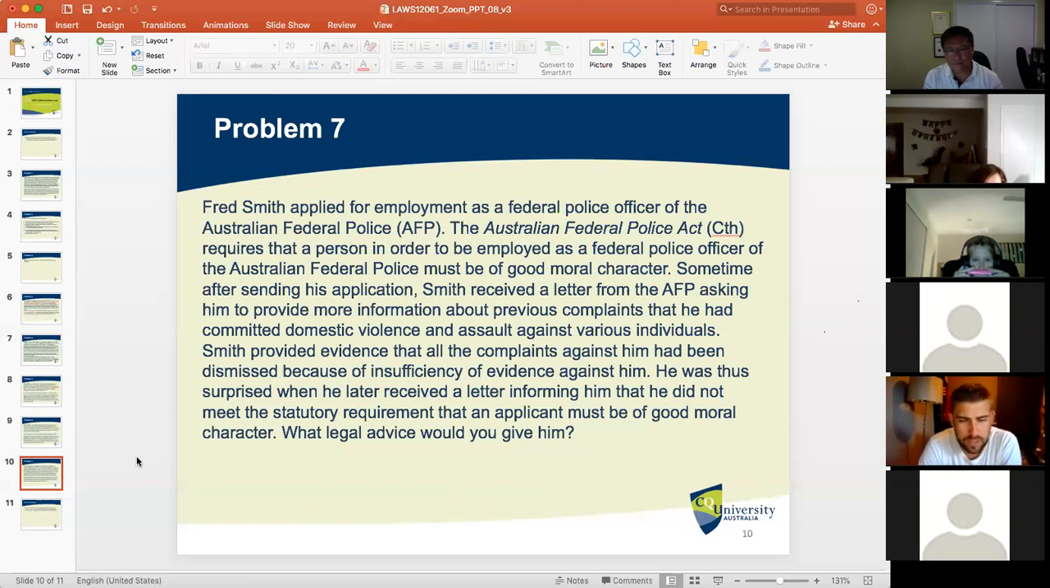Smith provided evidence that all the complaints against him had been dismissed because of insufficiency of evidence against him. He was thus surprised when he later received a letter informing him that he did not meet the statutory requirement that an applicant must be of good moral character. What legal advice would you give him?